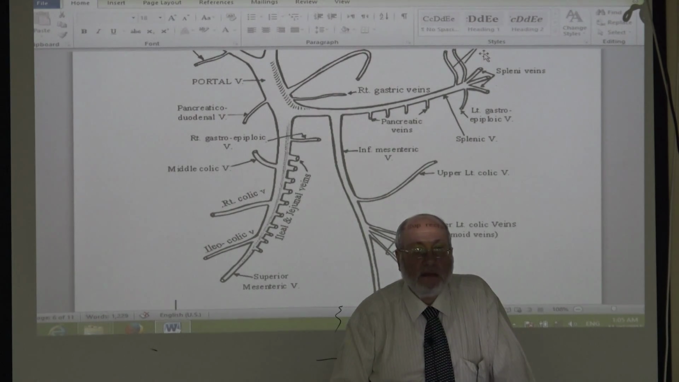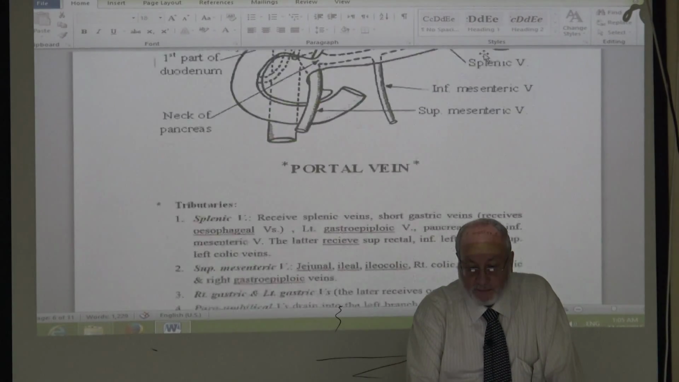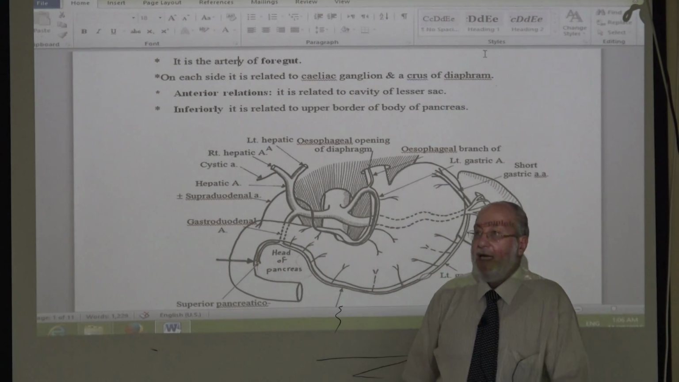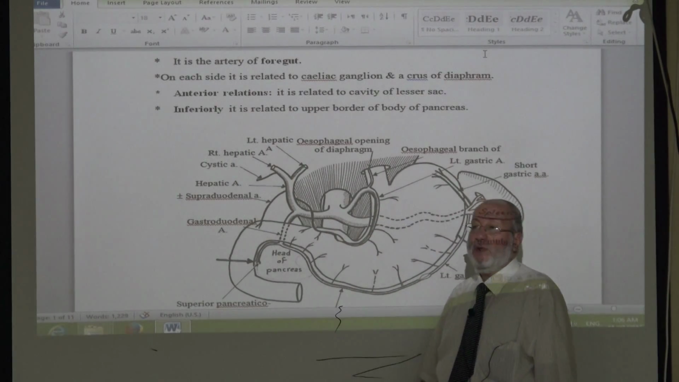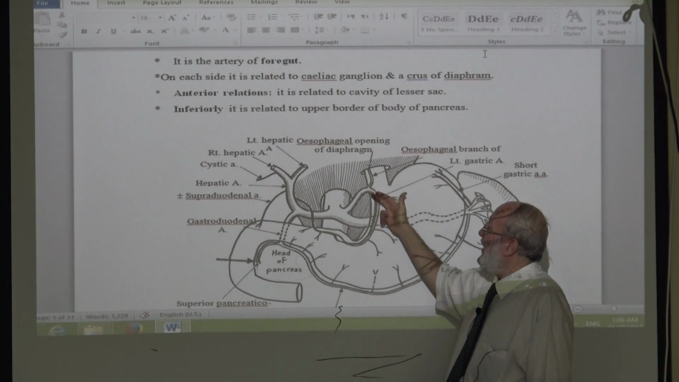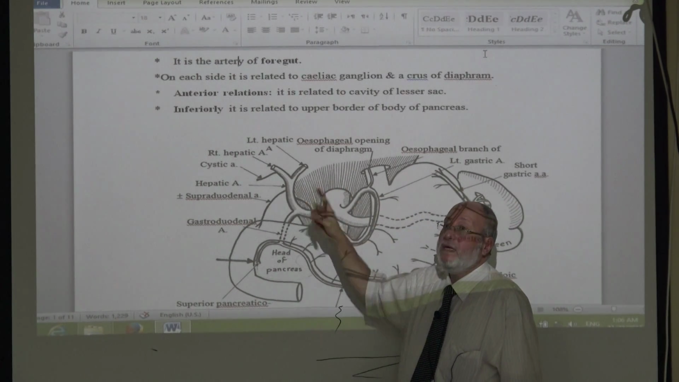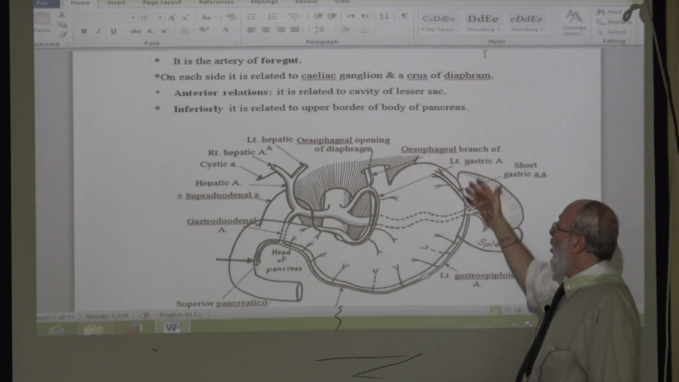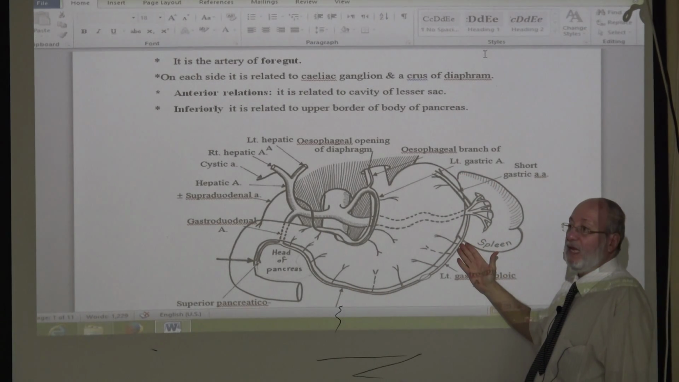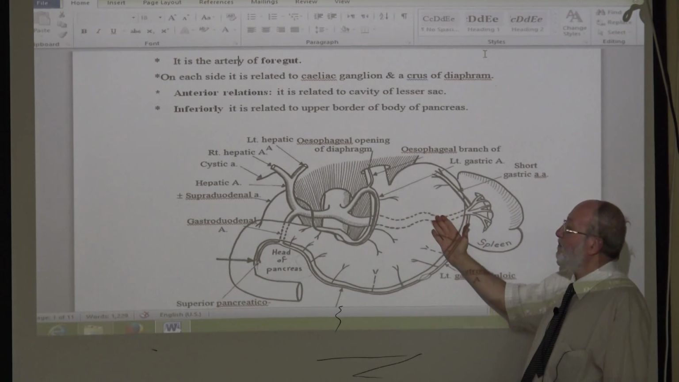Veins accompanying the arteries and bearing the same name as the arteries. The venous drainage of the stomach is 5 veins. 2 on the lesser curvature, left and right gastric veins, which drain directly into the portal vein. On the greater curvature, there are 3 veins. Short gastric and left gastro-omental, which drain into the splenic vein.